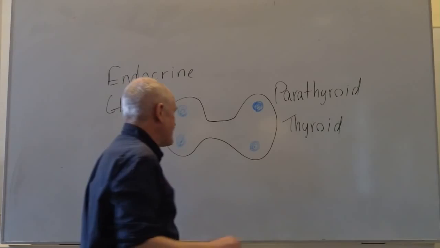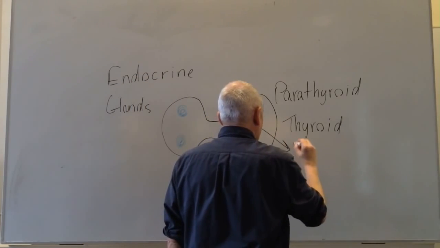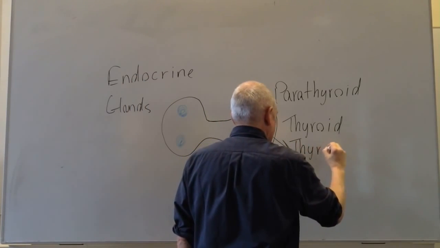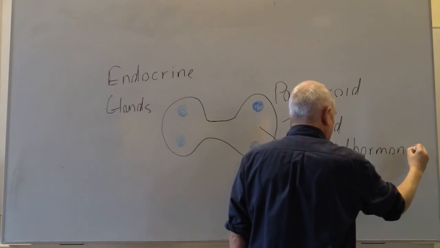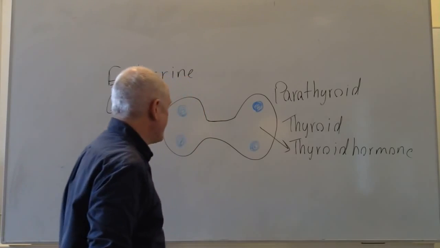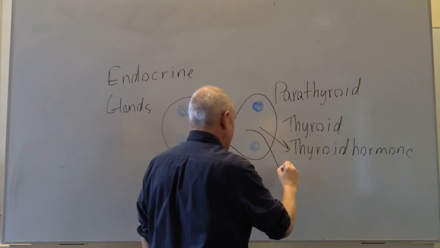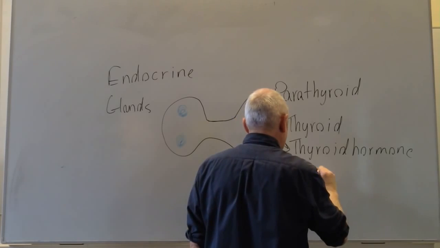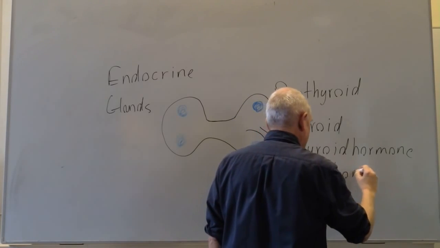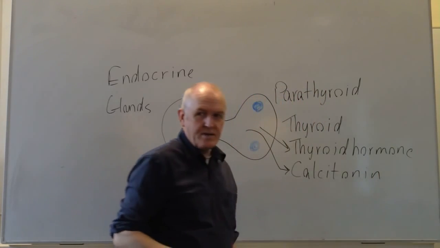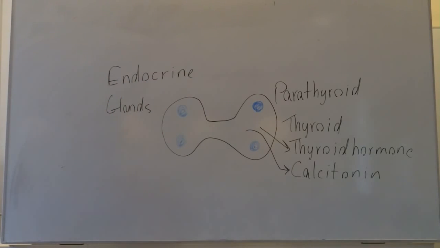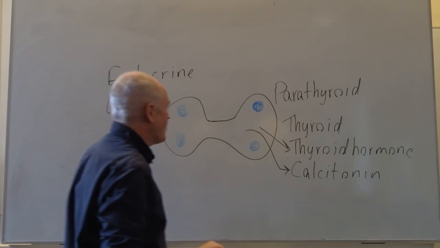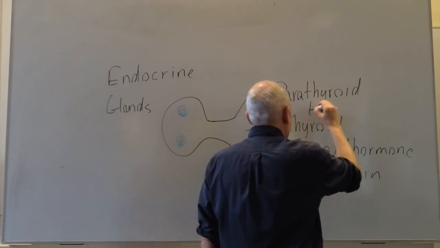Now the thyroid gland produces thyroid hormone. And it also produces another hormone called calcitonin. Calcitonin. And the parathyroid glands produce a hormone called parathyroid hormone.